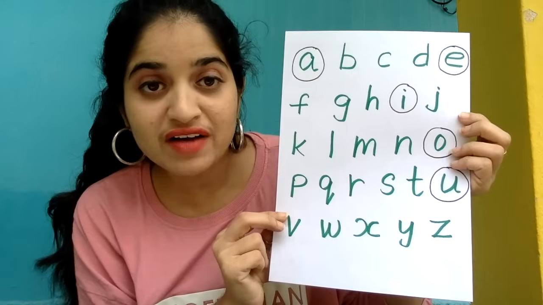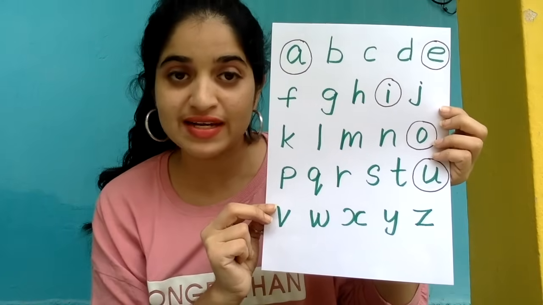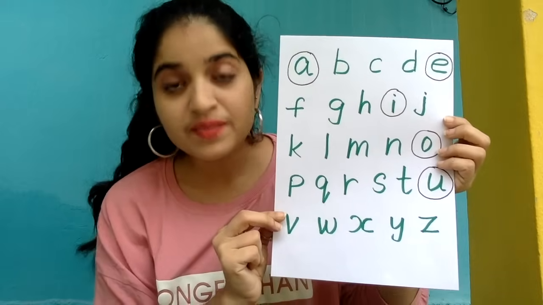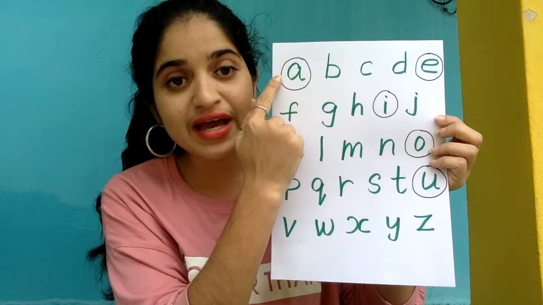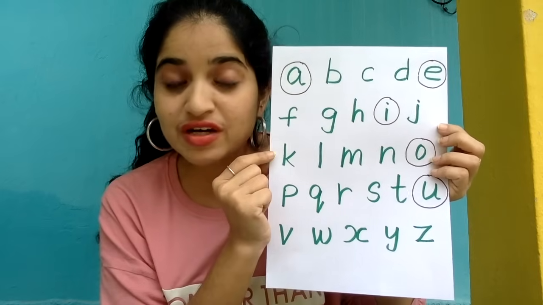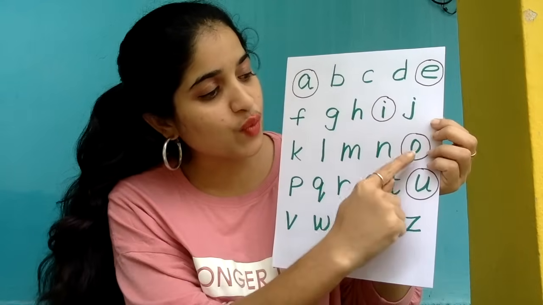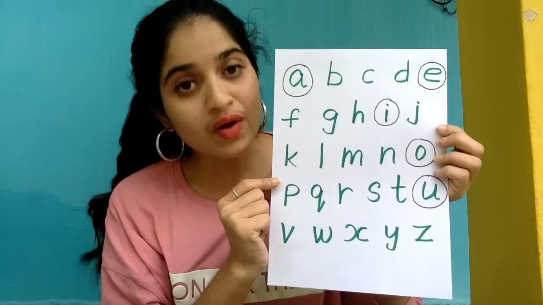So like this you have to make sure the child is thorough with all the phonic sounds in small case letters. After that is over, we have to introduce them to the vowel sounds. What are the vowels we have here? We have already circled them like this. A, E, I, O, U are the vowels.